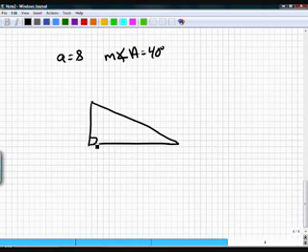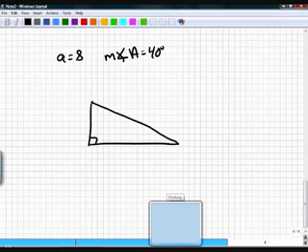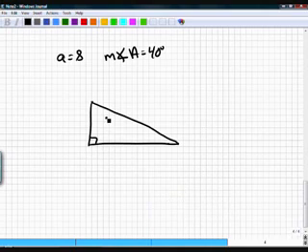Angle A, side A are across from each other. Angle B, side B are across from each other. Angle C, side C are across from each other, and that's going to be your hypotenuse and 90-degree angle. So this would be angle C, this would be side C. If this is angle A, this is side A. If this is angle B, this is side B.